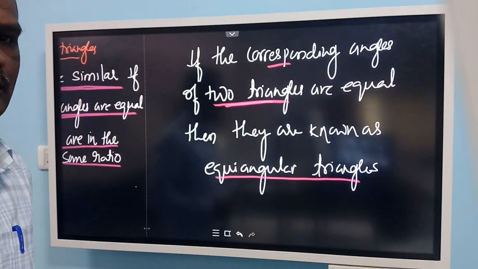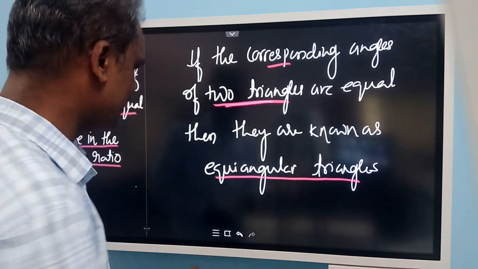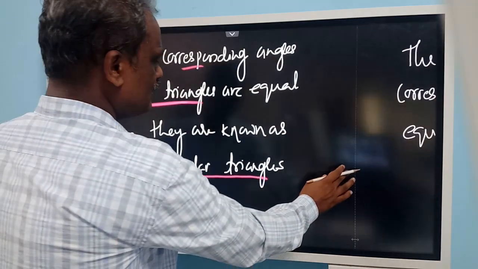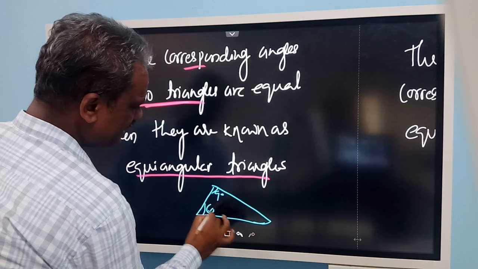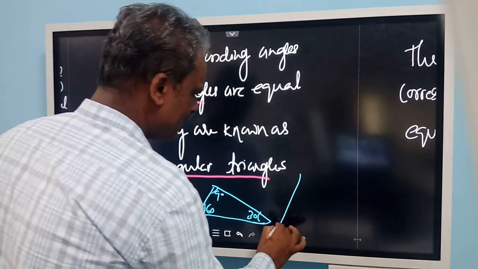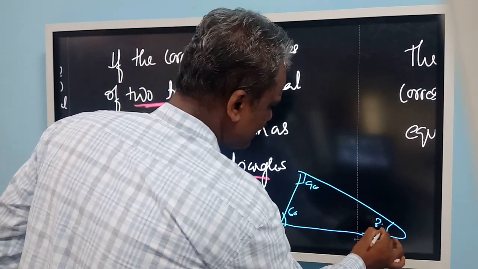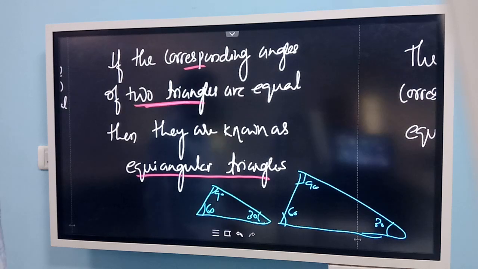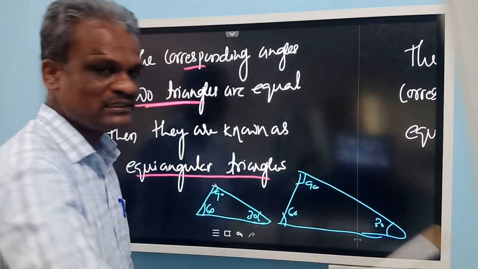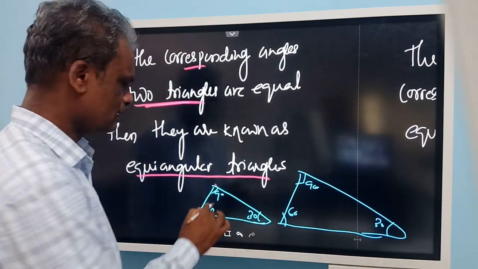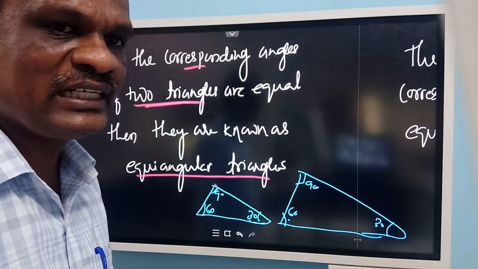Remember that one. What is meant by equiangular triangles means it is not equilateral triangle. I will give you one example. Look at this. One triangle is having 90 degree, 60 degree, 30 degree. Then another triangle of different size. This is 90 degree, 60 degree and 30 degree. These two are equiangular triangles. We call them as equiangular. Is it clear? If the corresponding angles are equal, then we call them as equiangular. 90 degree, 90 degree, 60, 60, 30, 30. These two triangles are called as equiangular triangles.